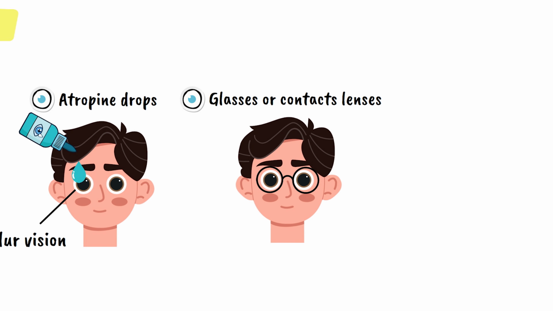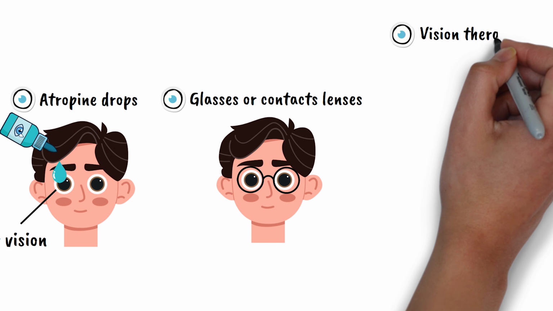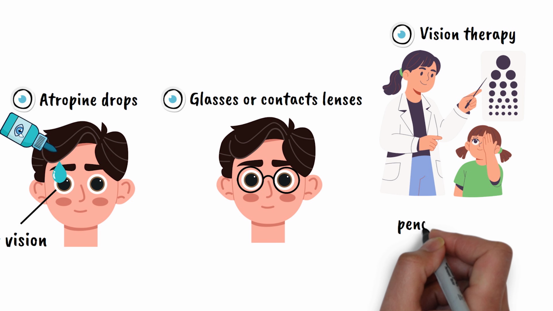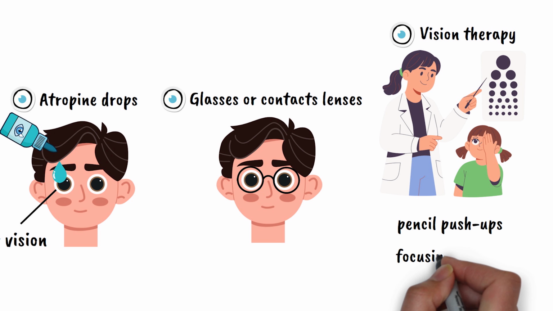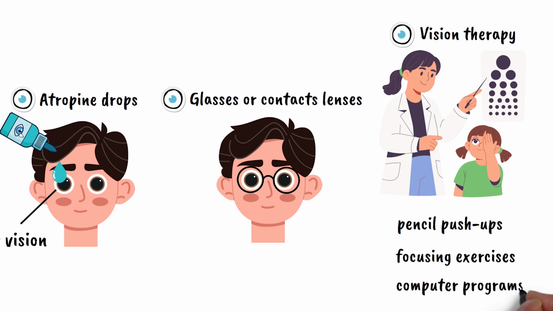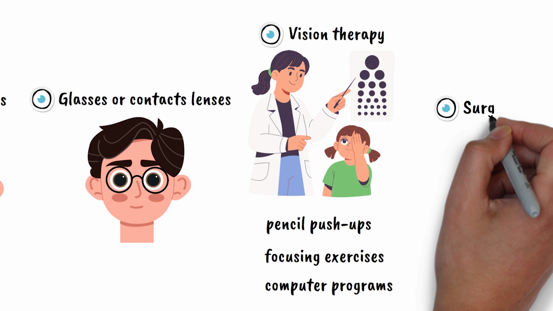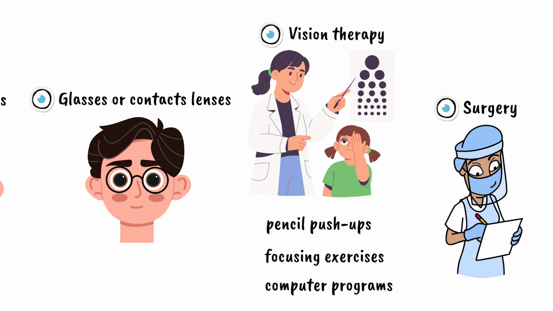Vision therapy involves structured activities to improve eye coordination. These might include pencil push-ups, focusing exercises, or computer programs under supervision. In rare cases where something blocks the eye like a cataract, surgery may be needed before other treatments work.